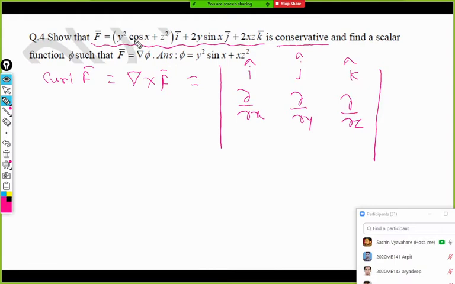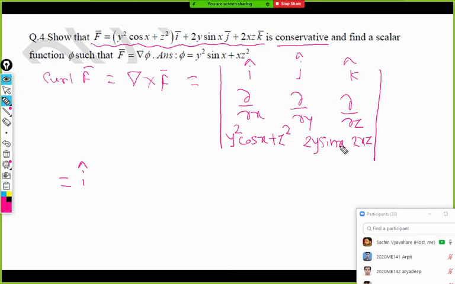So here, this is our f1. The f1 is y square cos x plus z square. F2 is 2y sin x, and F3 is 2xz. So that is the determinant which we have to expand now. Let me expand it along the first row. So i cap into its minor.